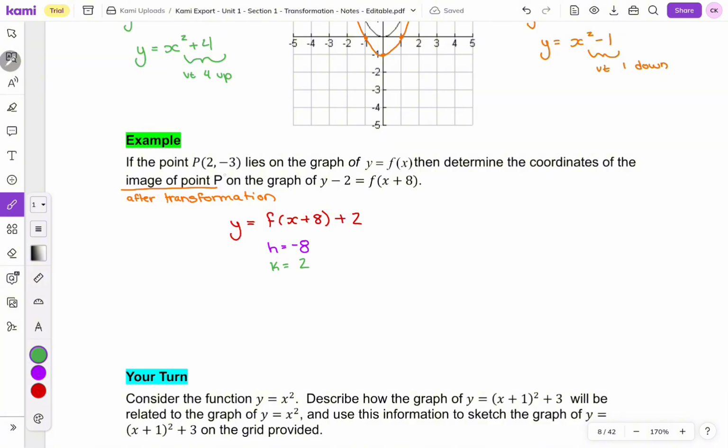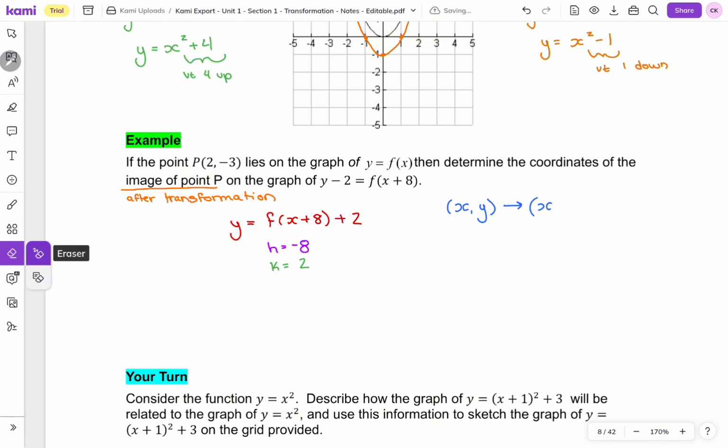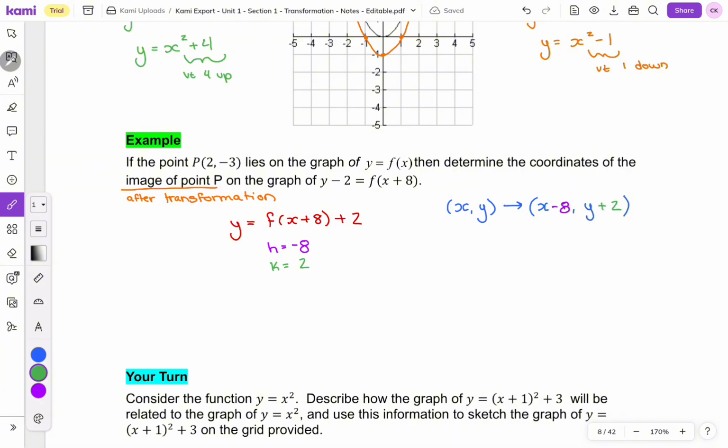When you're dealing with just points, this is when your mapping notation really helps. So I'm going to take my original x and y, and my mapping notation says I need to take x minus 8 from it, and to y I need to add 2. Actually, let me color code that. So we're going to minus 8, add 2. Now we're just going to use the specific point that they gave us.